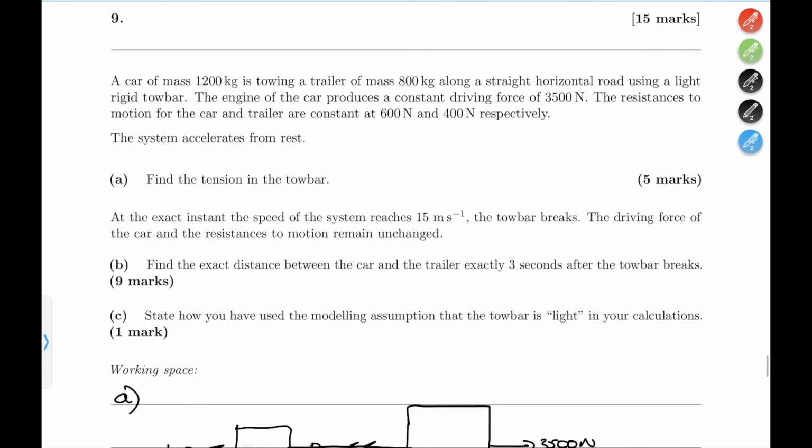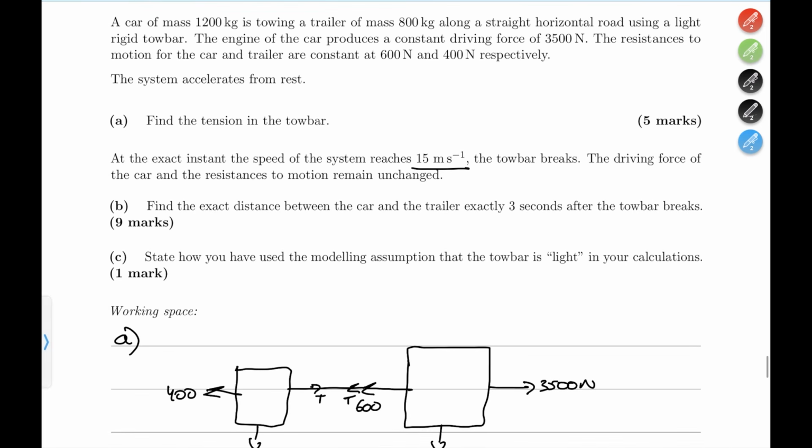Now, part B says, at the exact instant the speed of the system reaches 15 meters per second, the tow bar breaks. The driving force of the car and resistance of the motion remain unchanged. So what we get is, when the speed is 15 meters per second, now we have got completely rid of the tow bar. And we have to find the exact distance between the car and the trailer exactly 3 seconds after the breaking of the tow bar.